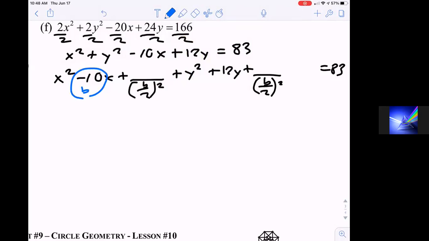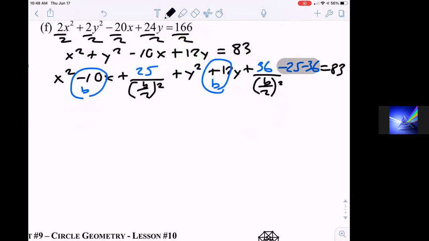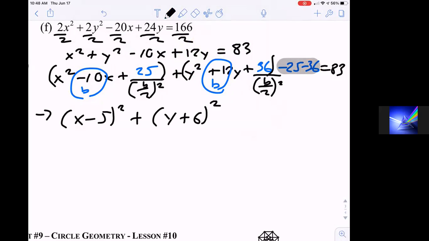Okay, your first b term is negative 10. Half of that is negative 5. Square it, we get 25. Subtract 25 from here. Your second b term is 12. Half of that is 6. Square it, we get 36. Minus 36 over here too. So we're going to go ahead and add those negative numbers together and group our x and y terms into perfect square binomials. Our first perfect square binomial is x minus 5 quantity squared, plus our second one is y plus 6 quantity squared. Now 25 and 36 combine to give you negative 61, right, equals 83.